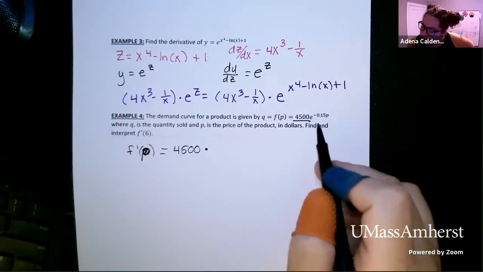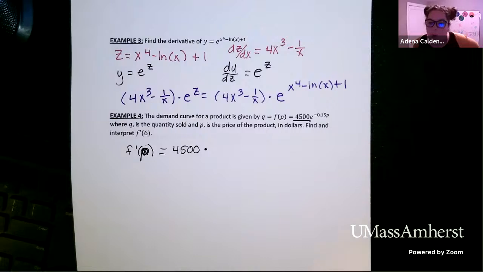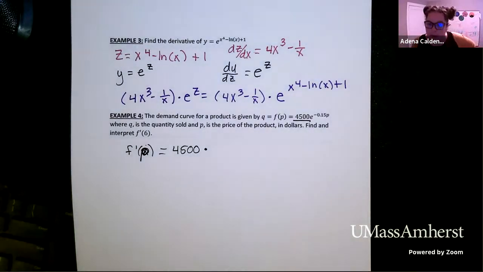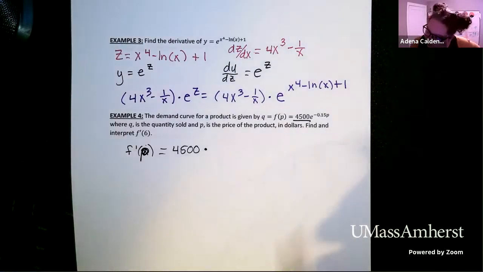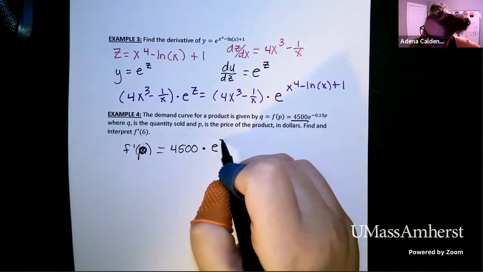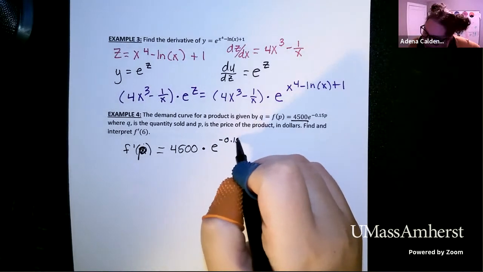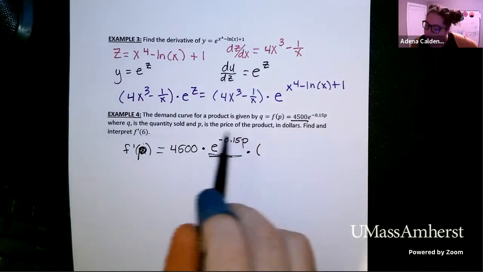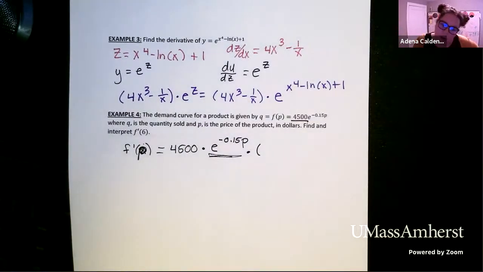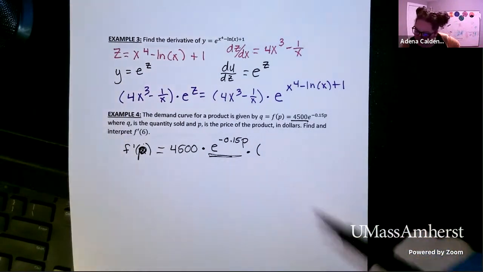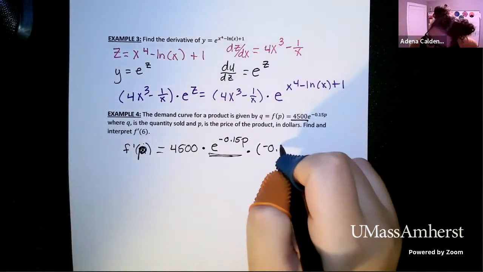And now my function is e to the negative 0.15p. So I see it's exponential. I see that there's a number up in the power. We've already talked about how to deal with this algebraically, but we can also bring in the chain rule here. So I can say, okay, I'm going to get the same thing back, e to the negative 0.15p. And then I have to multiply this times the derivative of the power. So that's the other way we approach this. So the derivative of negative 0.15p is negative 0.15.